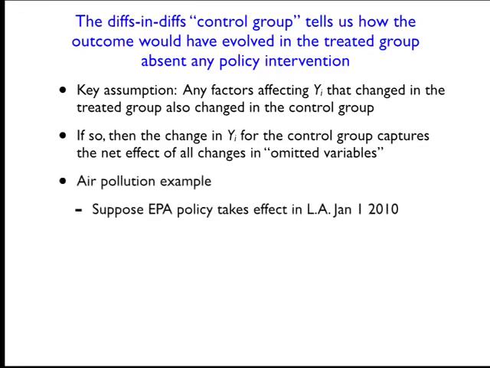So in the air pollution example, let's suppose that there were an EPA policy that took effect in Los Angeles at the very beginning of 2010, and then let's suppose we wanted to use San Diego as the control group for Los Angeles, right? So the motivation here would be that San Diego is also a city in Southern California.